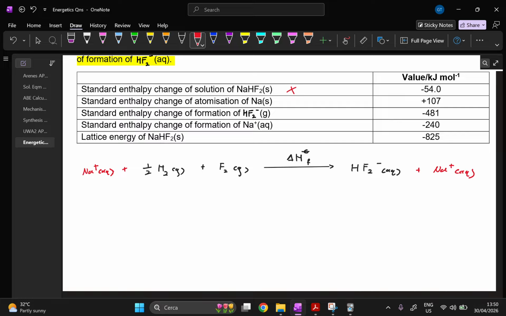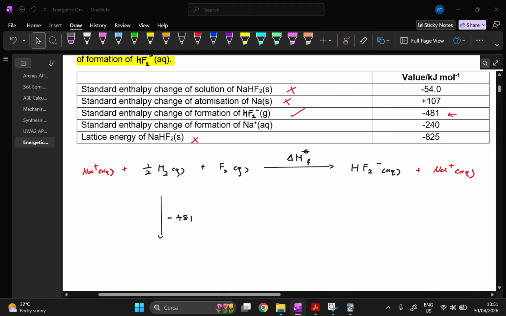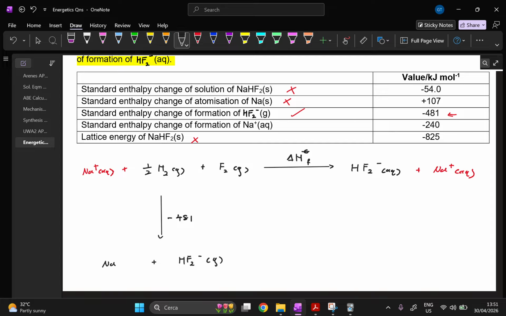So these are not the ones we should be using. So I do not want to use this. I do not want to use this. I do not want to use this for now. Okay, so should I be using this one or this one? You should see that I should be using this one, right? Because if I use this piece of information, I have minus 481 here, right? So from half H2 and F2, I'm going to get HF2 minus gaseous. And this Na plus does not react. So anything that does not react, you copy over.